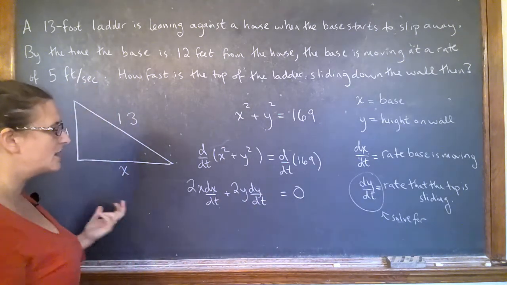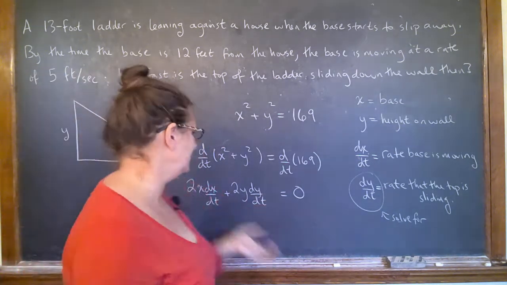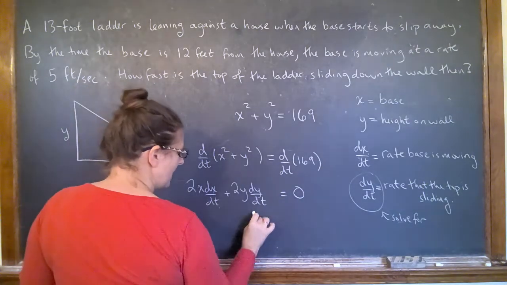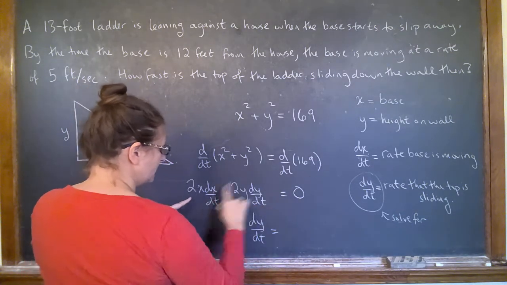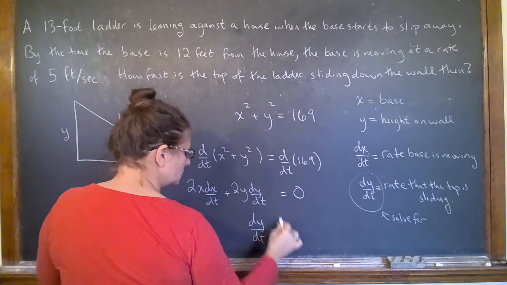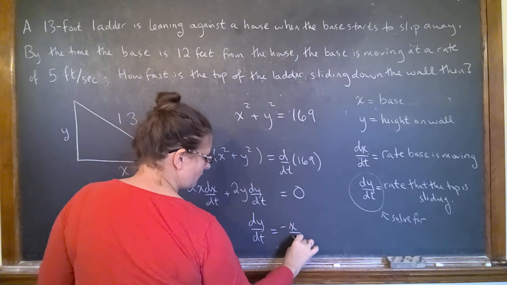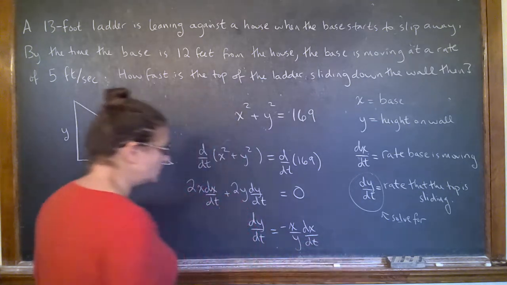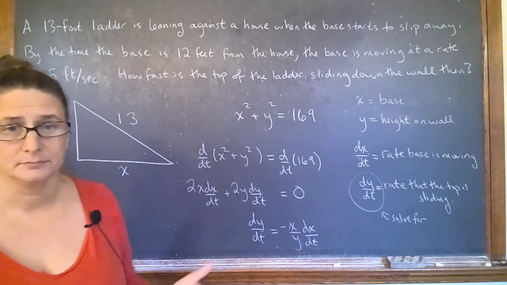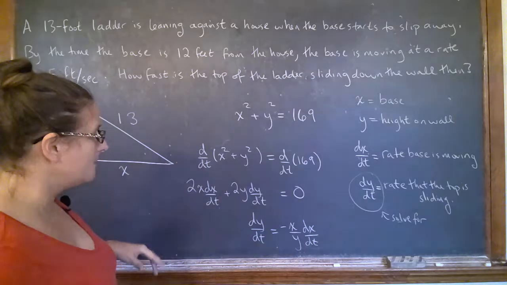Okay, so now I said I wanted to solve for dy dt. I'm going to solve for it. dy dt is going to be, I'm going to put that one on the other side, the 2's are going to cancel, I'm going to get minus x over y dx dt. Great. So now I'm almost done.